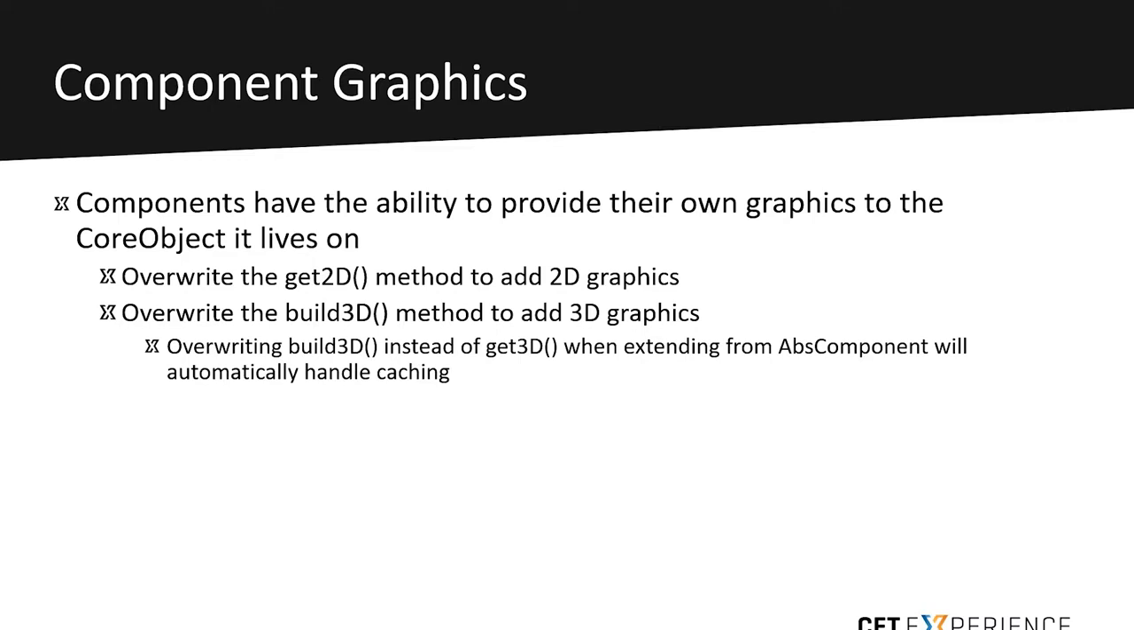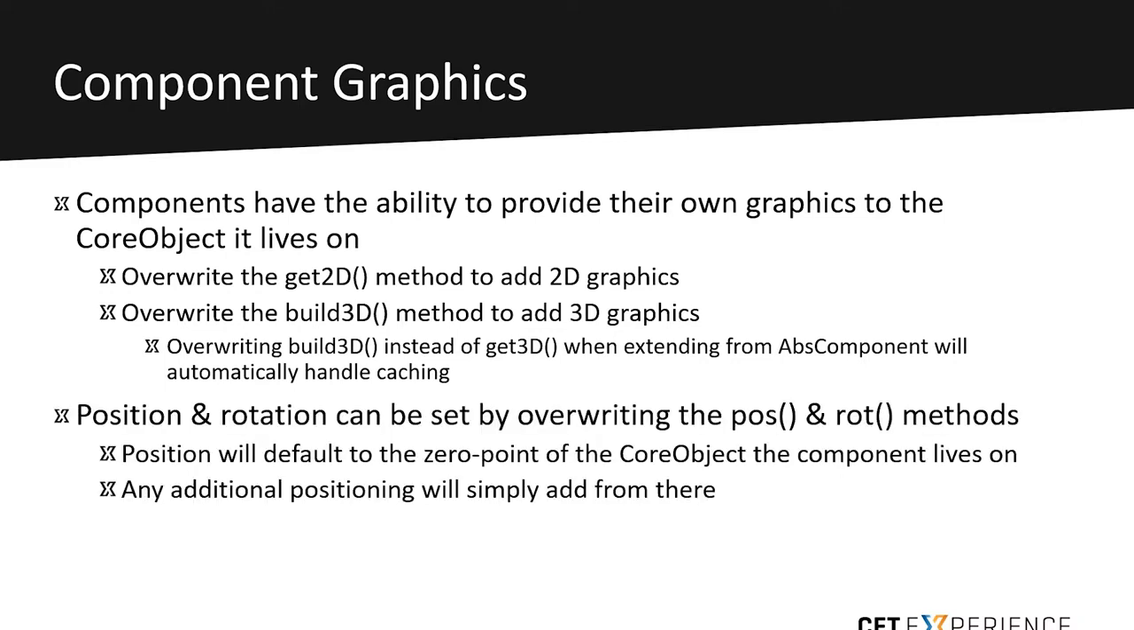And then for 3D, I actually recommend overriding the build3D method. So build3D is specific to abstract component. It's written into abstract components. So if you override build3D, it actually handles your caching for you. As you'll eventually see, I draw the graphics for this component, but I don't cache it like I normally would with other snappers. And that's because I overrode build3D. Abstract component's get3D method actually calls build3D and then caches it for you, so that way you don't have to worry about that. But if you want to handle your own caching for some reason, or you extend it directly from component instead of abstract component, you'll want to override get3D then.